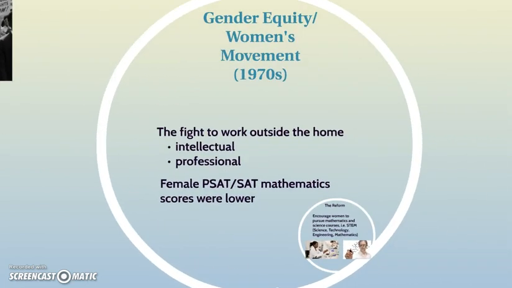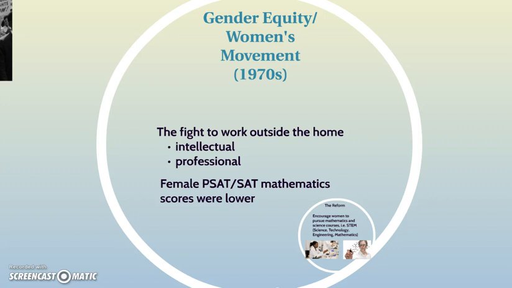In the 1970s, the issue of gender equity was raised with the women's movement underway. The women were fighting for their rights also, just like the African Americans were in the Civil Rights Movement. The women were fighting for the same basic privileges and rights of those of the men. And in particular, the women were fighting to work outside the home. They wanted to possess intellectual and professional jobs.